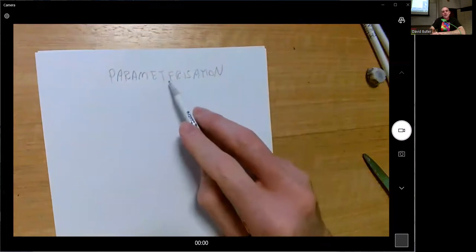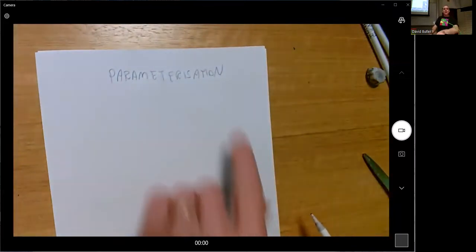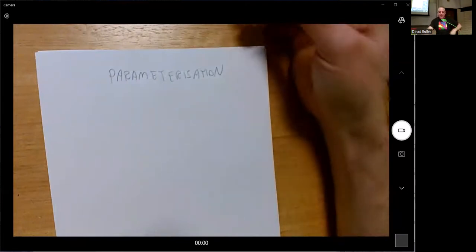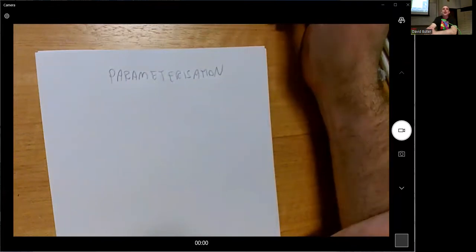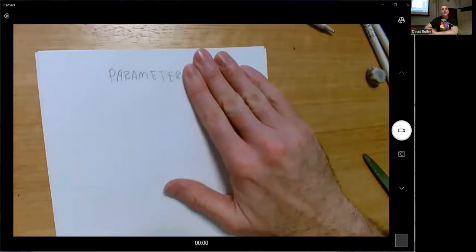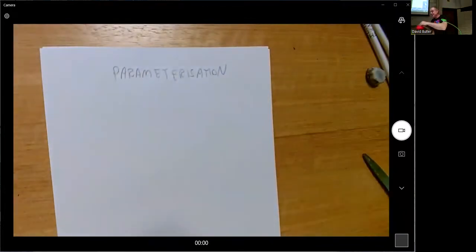Does your lecturer put an E here? Do they say parameterization or parameter? Cool. Possibly with a Z. Okay, so we get to choose how to spell it. Good. I spell it that way because it's like parameterization. Makes sense to me.